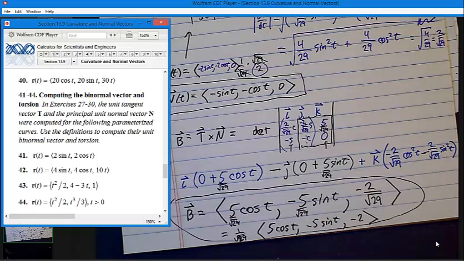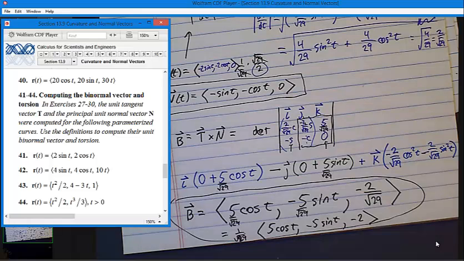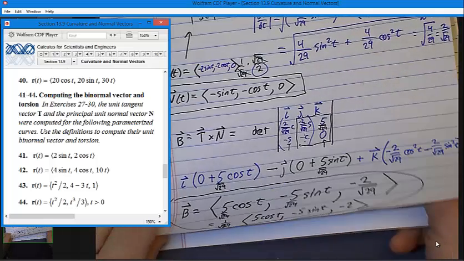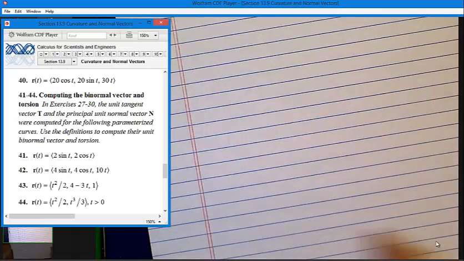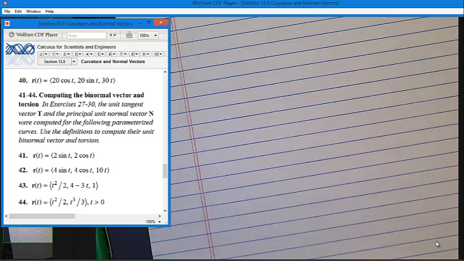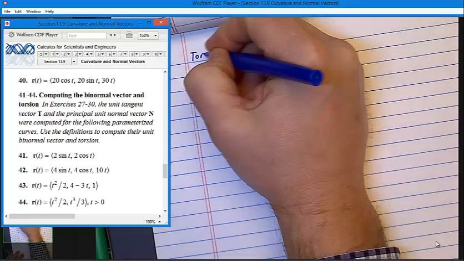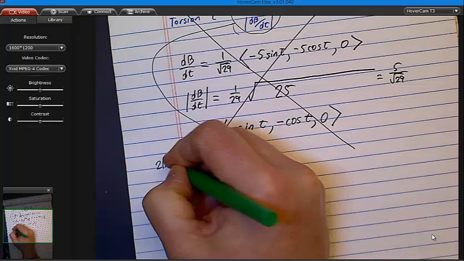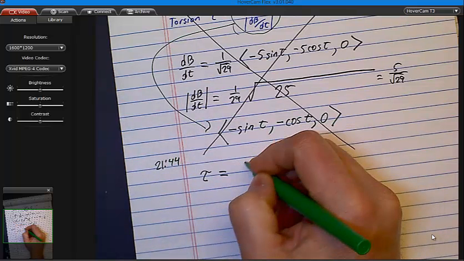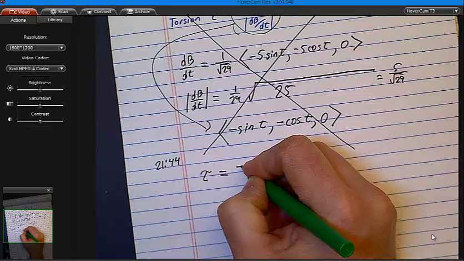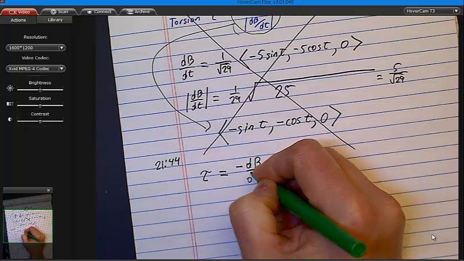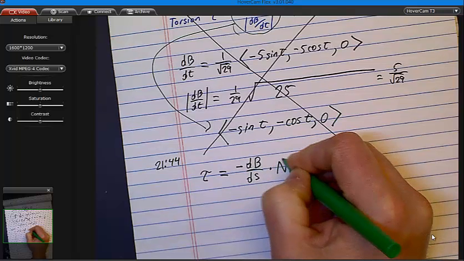We have B done. So the other thing that they want is they want me to compute torsion. Okay? And they're going to call this tau. So let's take a look there. We're continuing. Maybe that's a reason not to use tau with the other thing I was doing with arc length. My torsion equals, and so the book says negative dB ds dot n.